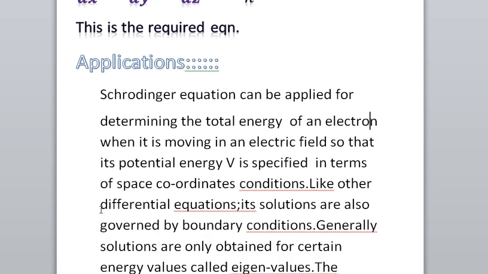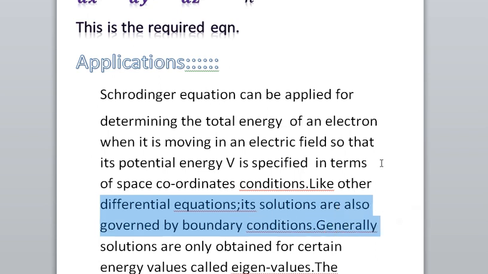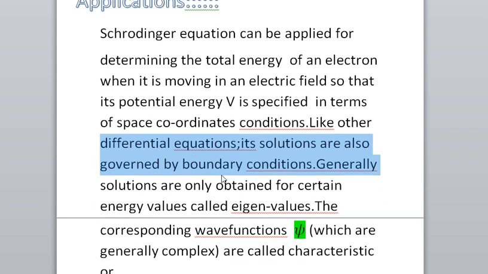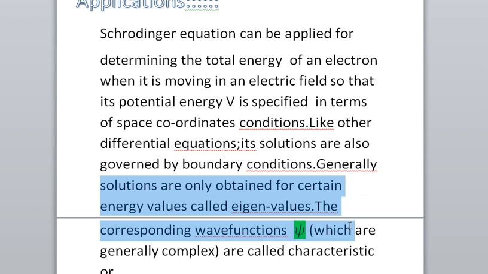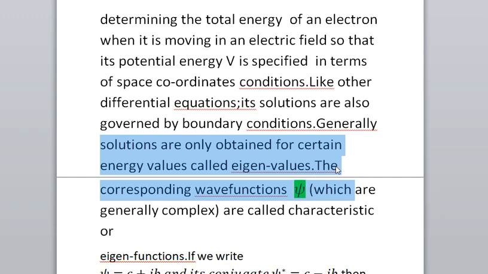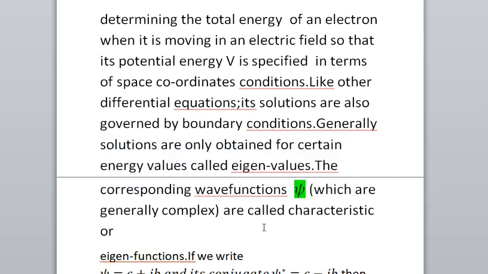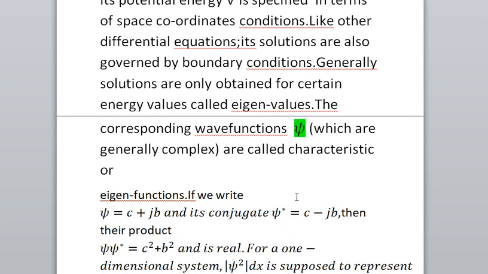Like other differential equations, its solutions are also governed by boundary conditions. Generally, solutions are only obtained for certain energy values called eigenvalues. The corresponding wave functions psi, which are generally complex, are called characteristic or eigenfunctions.